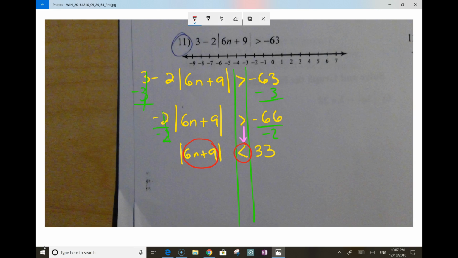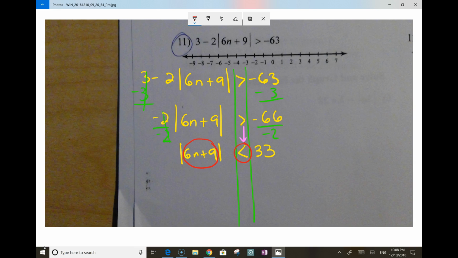So if you want it to be less than 33 spaces away from 0, you want it to get closer to 0. You're trying to get closer to 0 because you want to be no more than 33 spaces away, right? So if you want to be less than that, then what are your limits? What's the farthest away from 0 you could go in either direction, positive and negative?